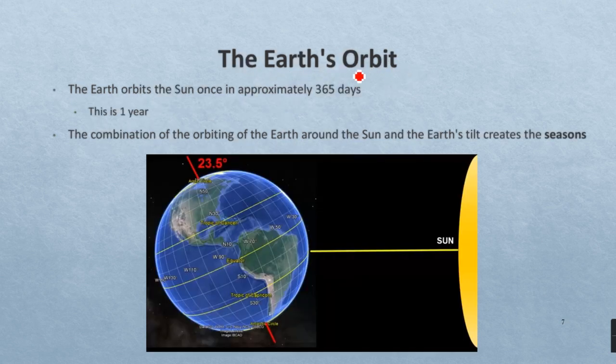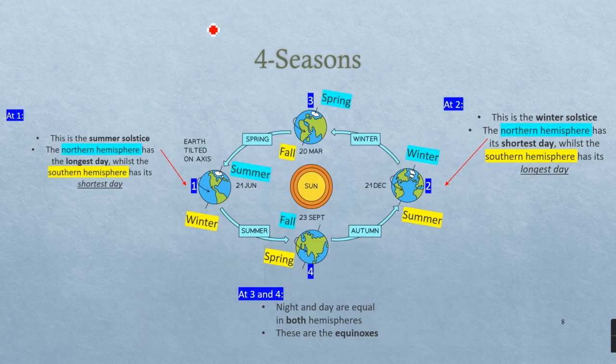Another thing we need to talk about is the Earth orbit. So as we said, the Earth is orbiting the Sun at the same time as it's rotating around its own axis. So the Earth orbit takes approximately 365 days, or as we know it, 1 year. And the combination of the Earth orbiting around the Sun, the Earth rotation around its own axis, and the tilt of the axis creates the seasons that we know, the 4 seasons. So now let's talk about the seasons.